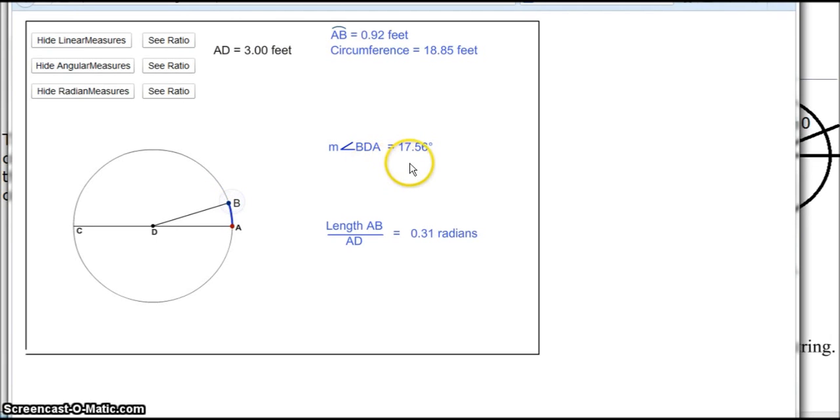And we have the measure of our angle. And here we have the length of AB, this arc length, divided by the diameter, or sorry, not the diameter, the radius. And that tells you the measure of the angle in radians.